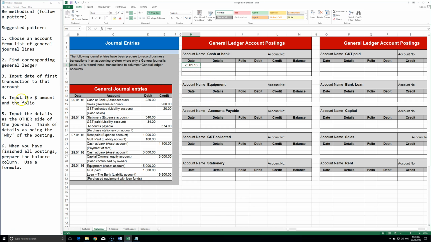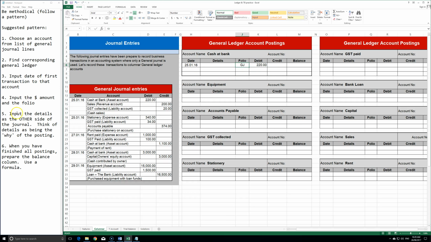Step 4, input the dollar amount and the folio. So the dollar amount for this particular line is 220 as a debit. So I'm going to click in the debit column here, equals 220, enter. And the folio. Now the folio is which journal did we post this from? And if you go back and have a look at the journal and the title of it, it was the general journal. So I'm going to put GJ here. If it was the cash receipts journal, you'd see something like this, or cash payments journal, or sales journal, but this time it's general journal.